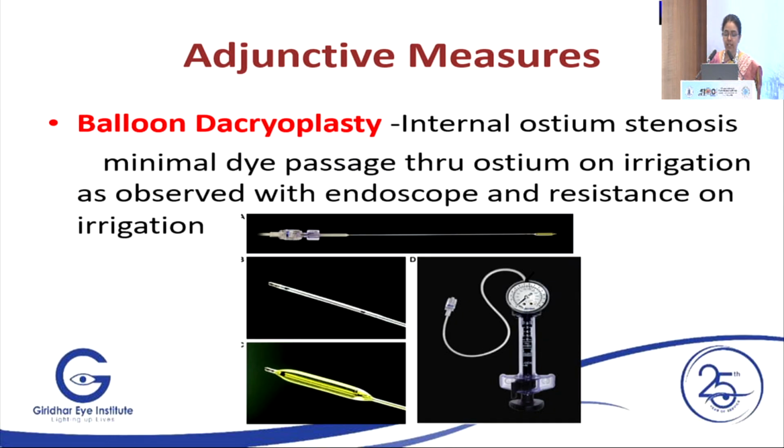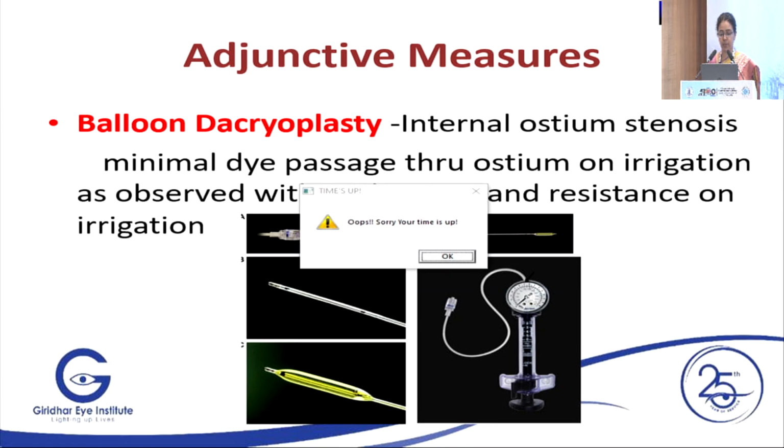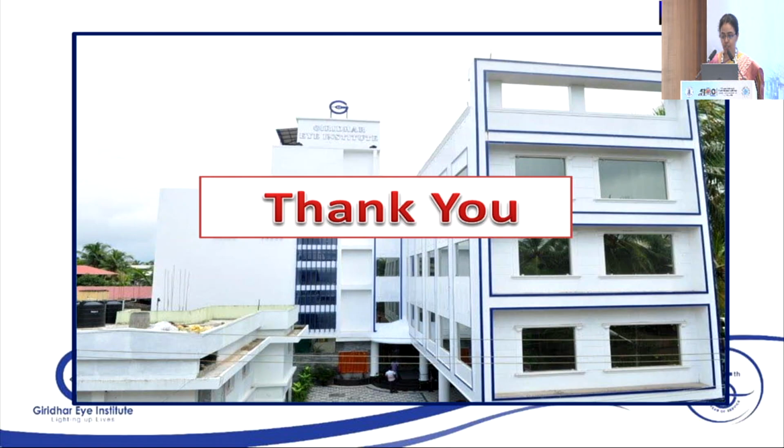Then balloon dacryoplasty. Here comes internal ostium stenosis. What do we mean by internal ostium stenosis? There is minimal dye passage through the ostium on irrigation observed with the endoscope, and resistance on irrigation. In that case, you can use a Lacrigate catheter to enlarge it. So to conclude, failed DCR is always a big challenge. A careful evaluation can give you very good results, and the patients will be very thankful if you do a great job. Thank you so much.